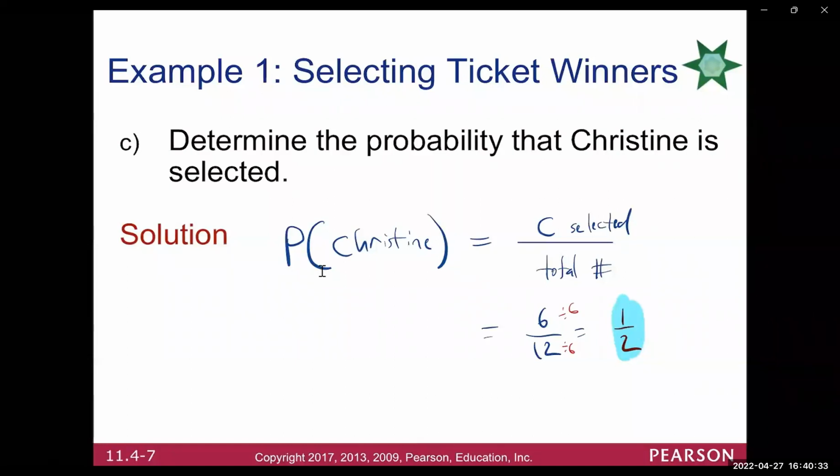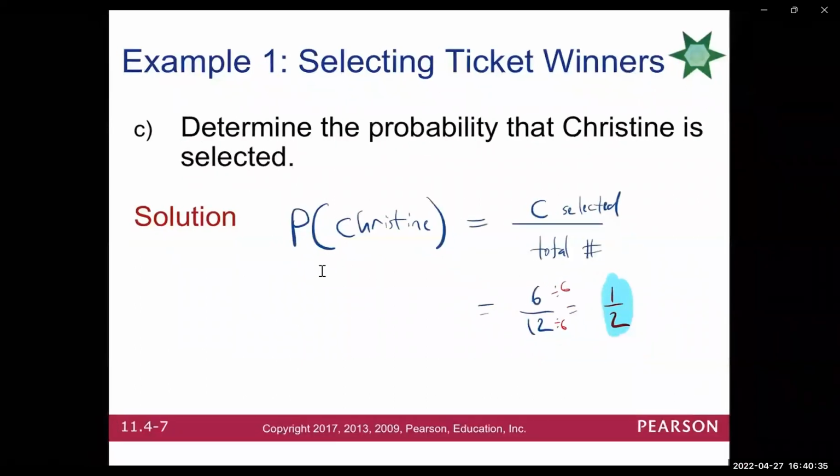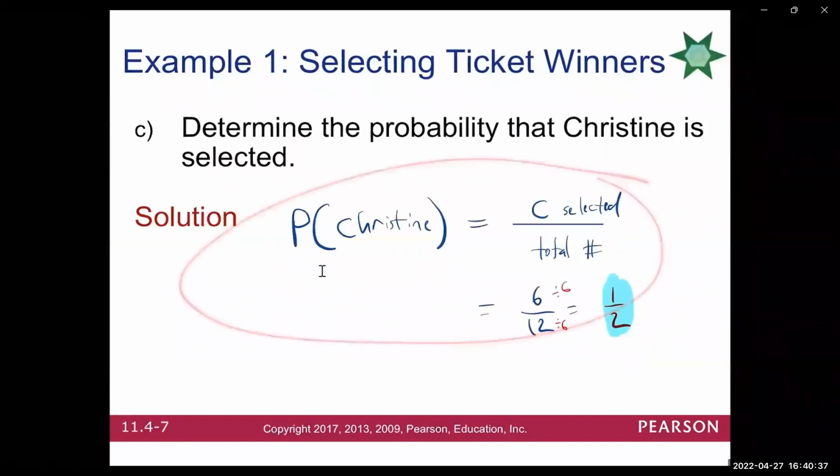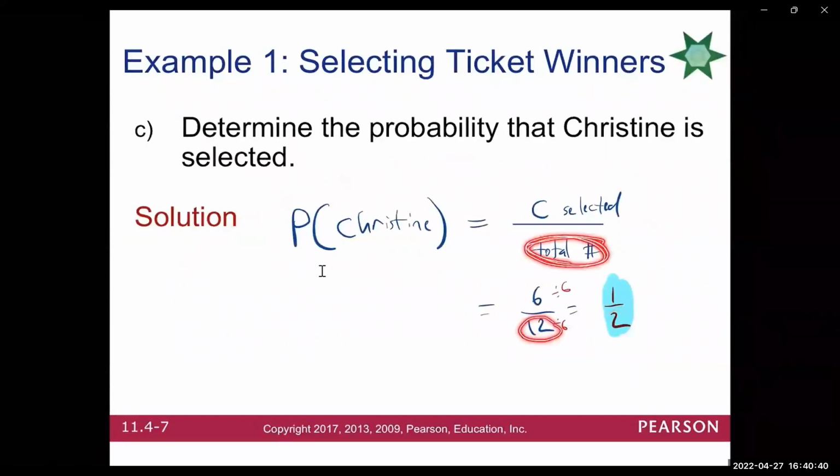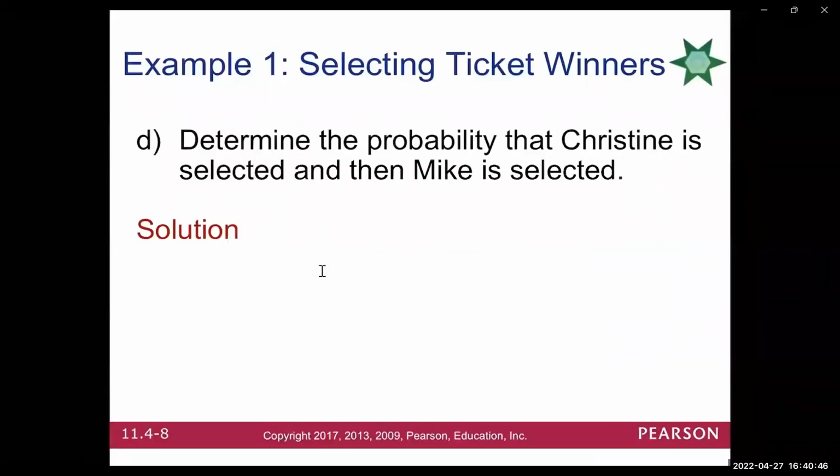So that's how the tree diagram helps you with probability problems, because then you can put the total number in the denominator and then whatever they're asking for in the numerator, and then you just simplify. So let's see if there's another question.